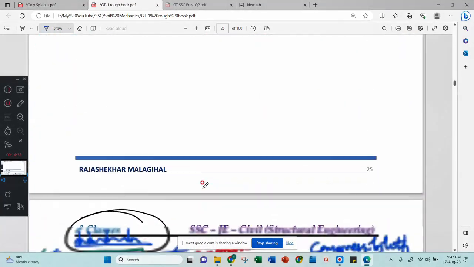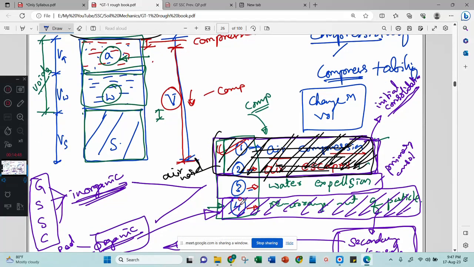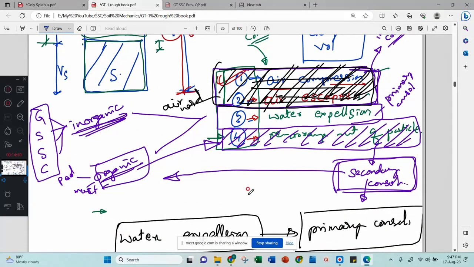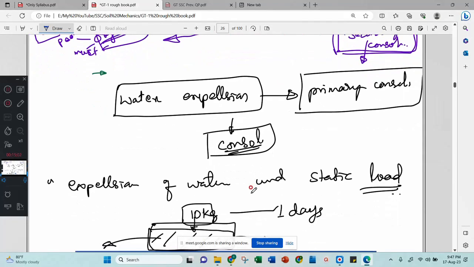We started with a three-phase diagram. Three phases are there. In that, soil is considered as a compressible material. Why? Because volume change occurs. Volume change occurs because of four reasons, and the first two reasons relate to compaction. The last reason is for organic soil. The in-between reason, water expulsion, is the primary consolidation. Primary consolidation is our main motto.